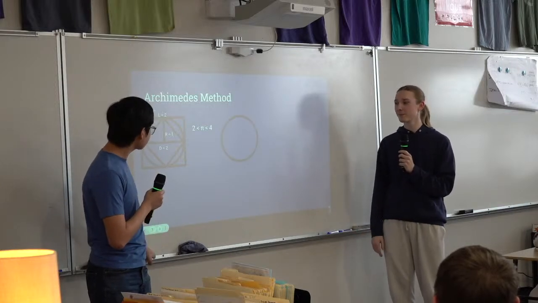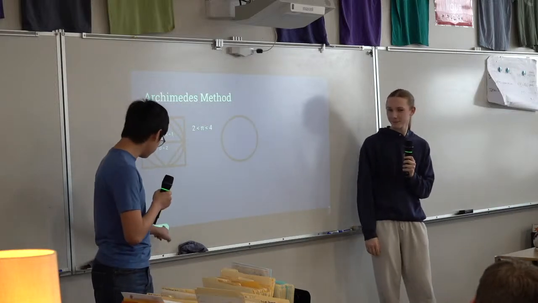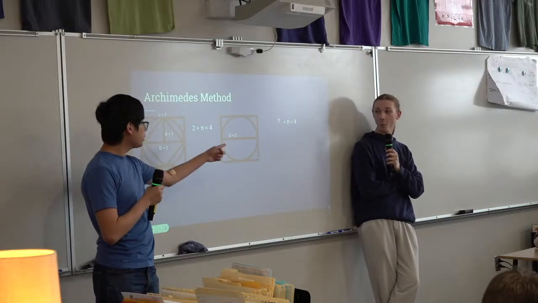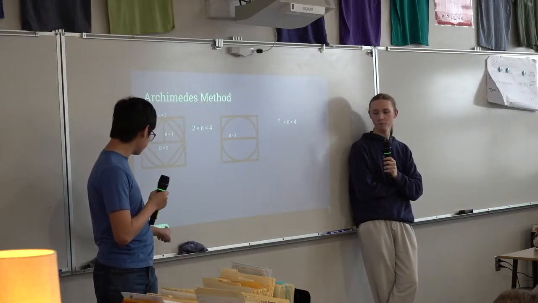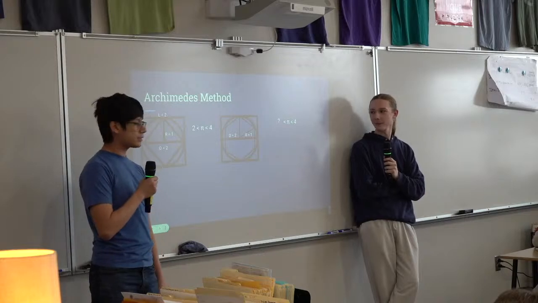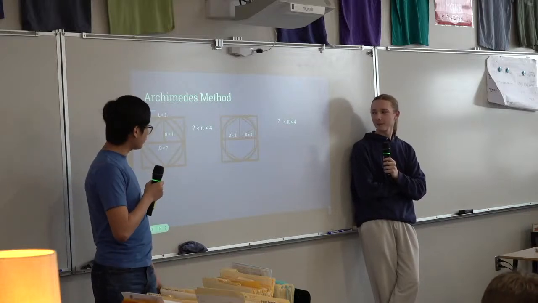Okay. So let's have another circle. We know that it's smaller than 4. But let's keep adding sides. The radius there is now 1.